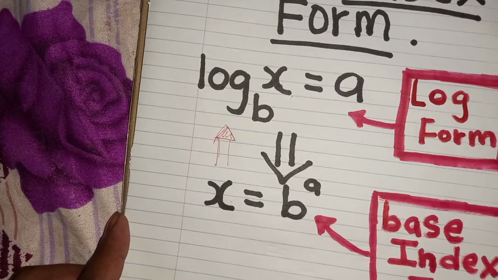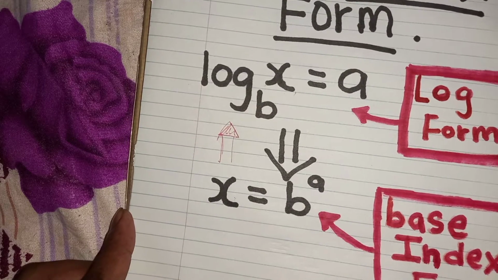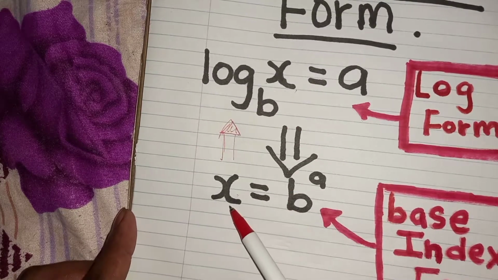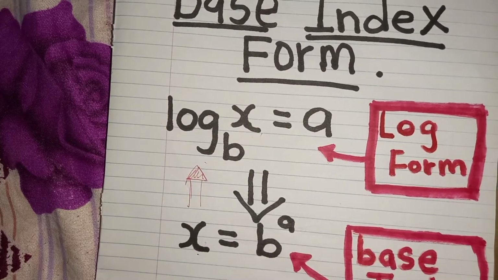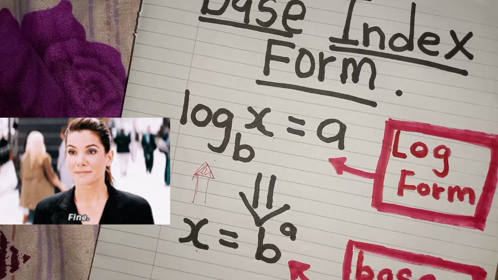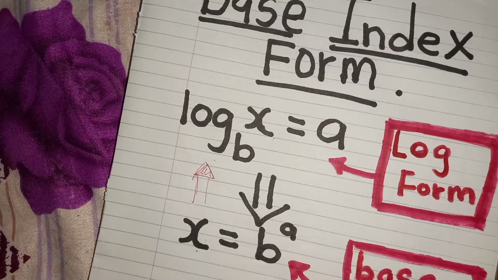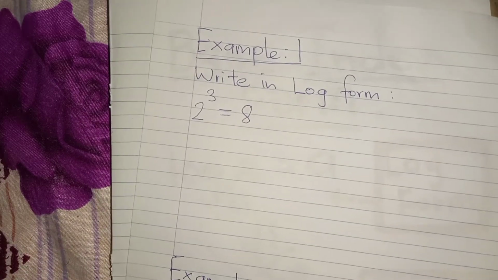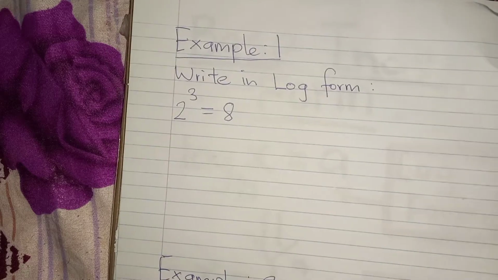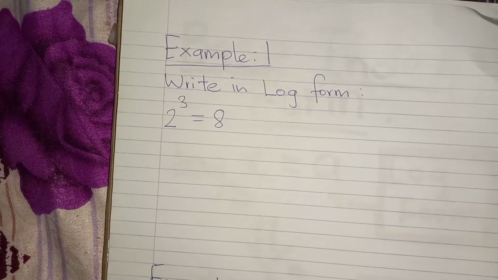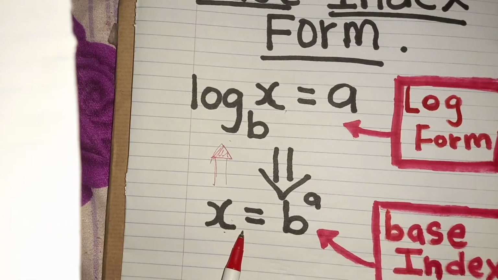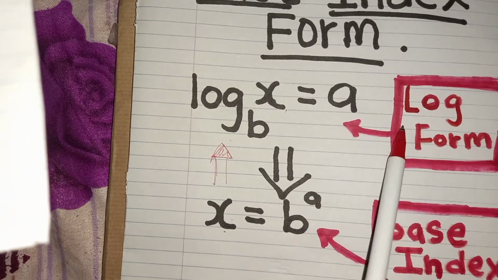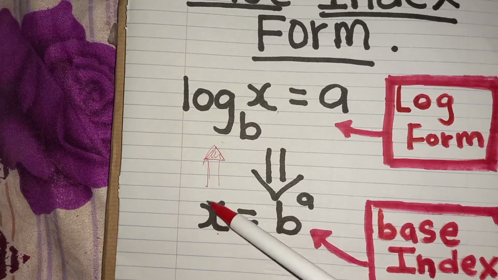Now what we are going to do is go in the opposite direction. We are going to go from base index form to log form. So we are going in the opposite direction now, and for that we are going to do some examples. Okay, so write in log form. We are given the expression in base index form here, and then we have to write it in log form now, right? So we are going in the opposite direction.